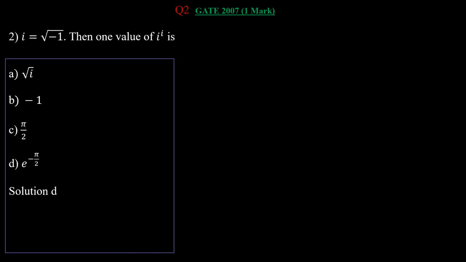So what we can write here, we suppose that let y is equal to i to the power i. In the rough work I can write i is what? It is 0 plus i into 1. So actually it is e to the power i pi by 2, because cos pi by 2 is 0 and sin pi by 2 is 1. So it can be written as e to the power i pi by 2 and power i.